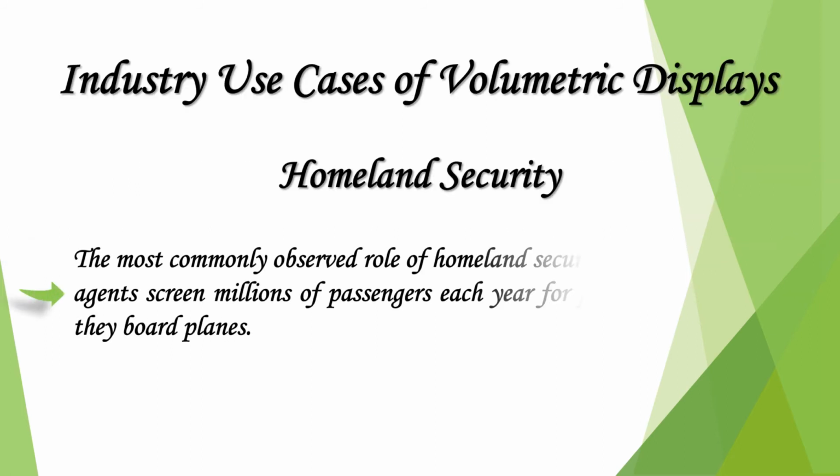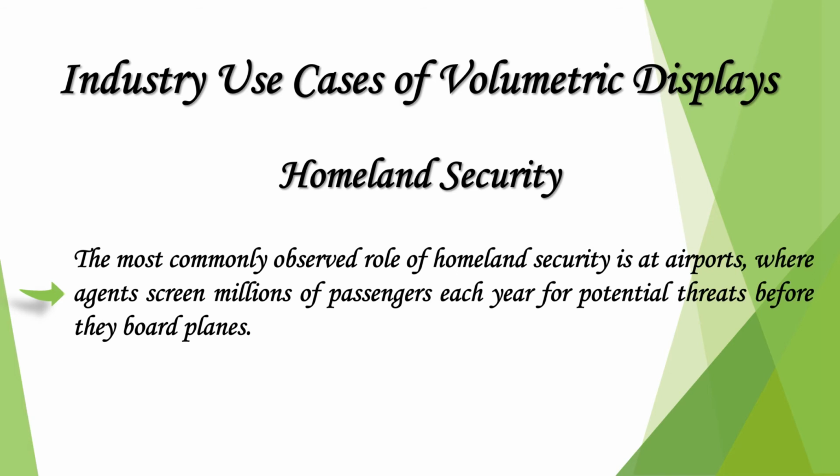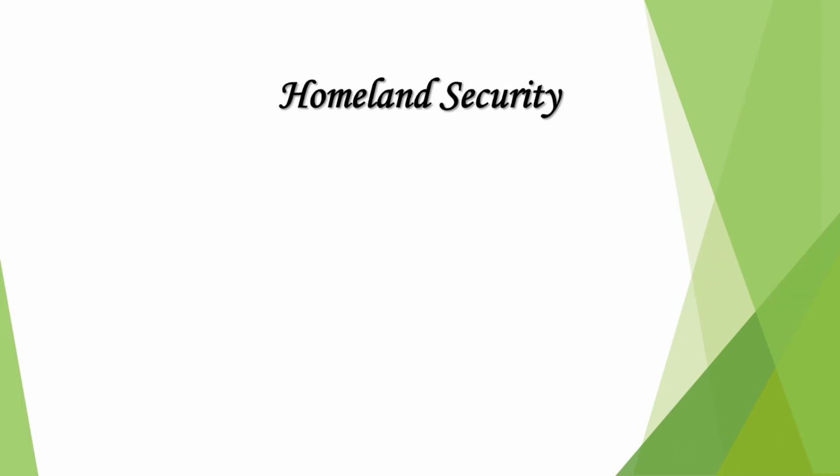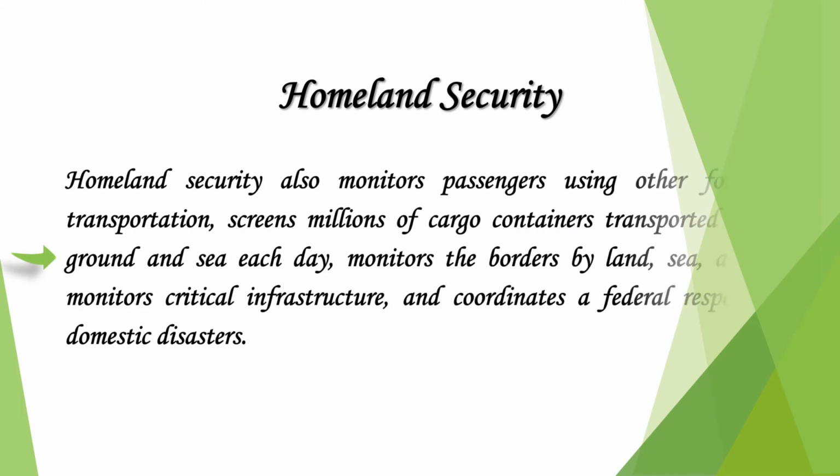Homeland Security. The most commonly observed role of Homeland Security is at airports, where agents screen millions of passengers each year for potential threats before they board planes. Homeland Security also monitors passengers using other forms of transportation, screens millions of cargo containers transported by air, ground and sea each day, monitors the borders by land, sea, and air, monitors critical infrastructure, and coordinates a federal response to domestic disasters.